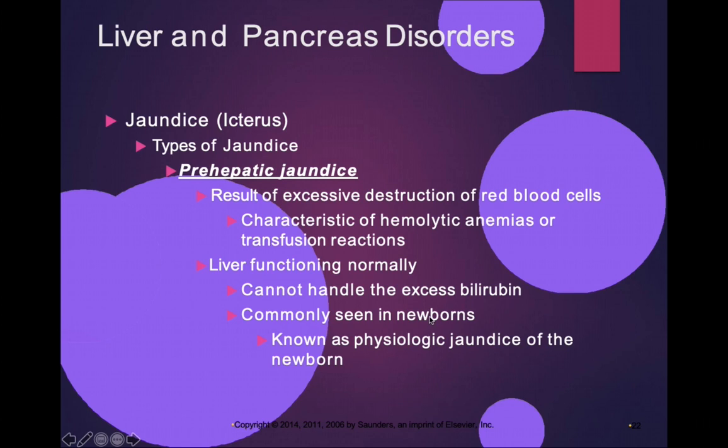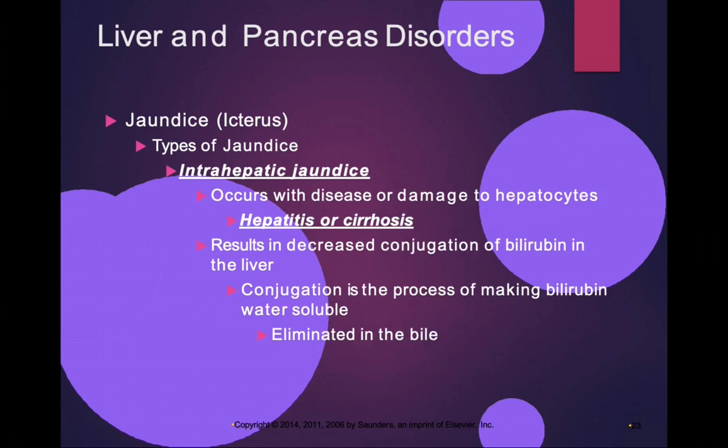We commonly see this in newborns, right? The jaundice of newborns, and they put them under that blue light to help break down the bilirubin. That's prehepatic, seen in hemolytic anemia or in newborns. Intrahepatic, this is seen with, like, an infection or a virus. Here we're looking at hepatitis or cirrhosis of the liver. This occurs with disease or a damaged liver or liver cells, the hepatocytes. And it results in decreased conjugation of bilirubin in the liver.